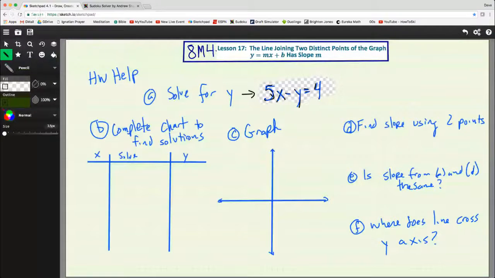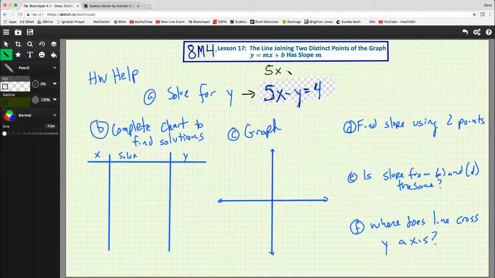And this says 5x. Sorry, this is kind of hard to read. I'm going to write it again. 5x minus y equals 4. So we're going to solve for y. We're going to do all this same stuff. Pause and try, and I'm just going to go through it a little bit faster than last time. Okay, so pause and try.